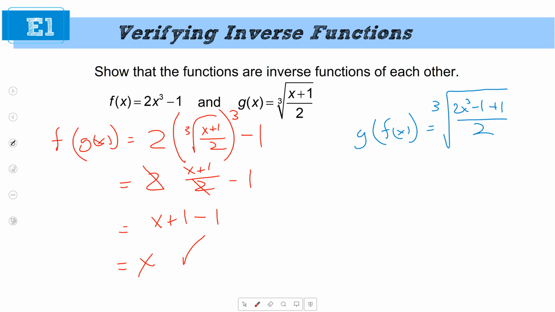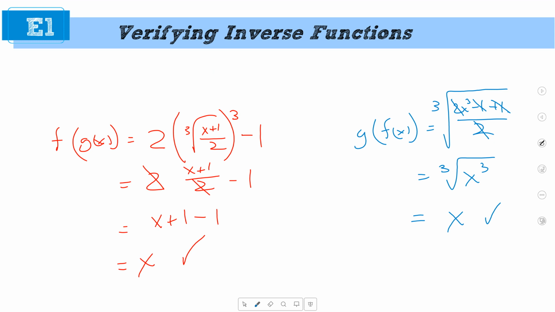Have to check the other one. I'm not going to do the cubic root for it. I'm going to do this. Negative 1 plus 1 is 0. That goes away. The 2's cancel. Now I have the cubic root of x cubed, which last time I checked is just x. Yippee-ki-yay, those are inverse functions. Are you good with that? Glad I could help.